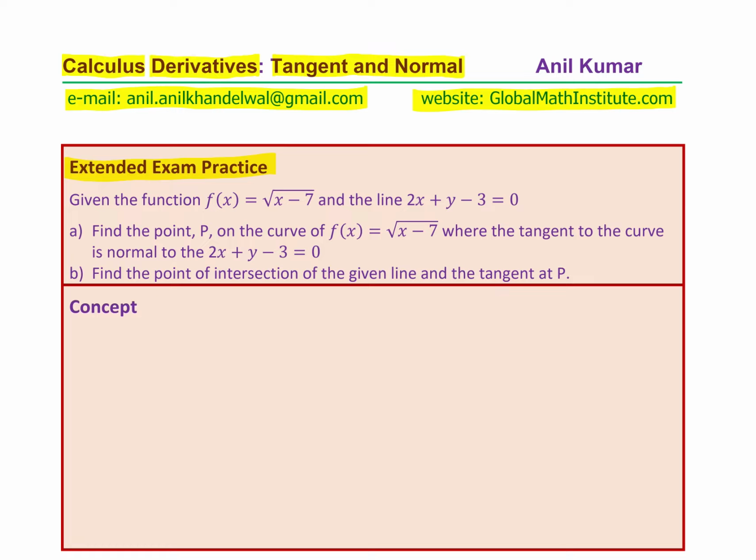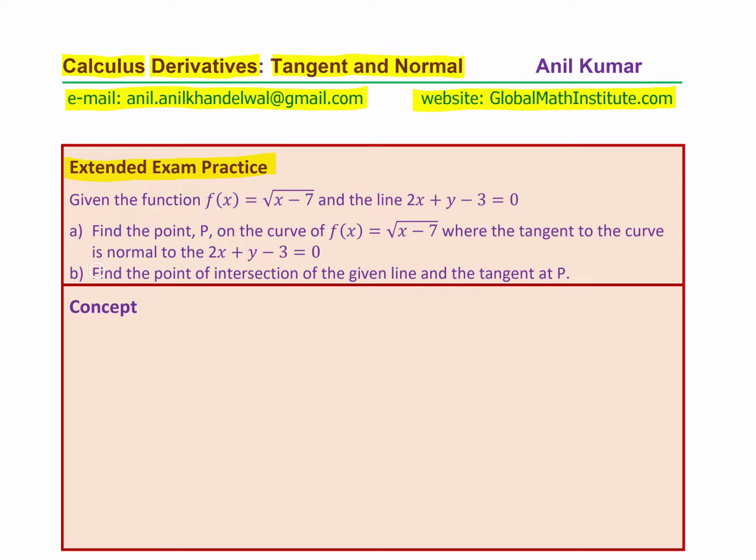We are given a function f of x which is square root of x minus 7 and a line 2x plus y minus 3 equals 0. Part A of the question is, find the point P on the curve of f of x which is equal to square root of x minus 7, where the tangent to the curve is normal to the line 2x plus y minus 3 equals 0. So the tangent to this function is normal or perpendicular to the given line. We need to find that point on the function.